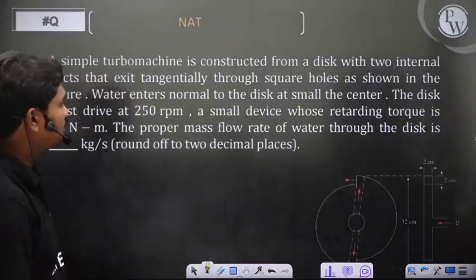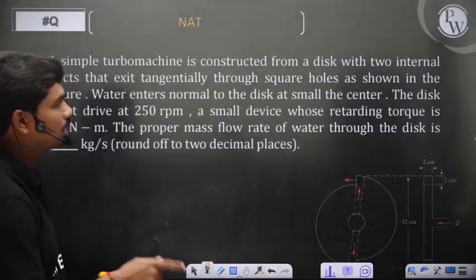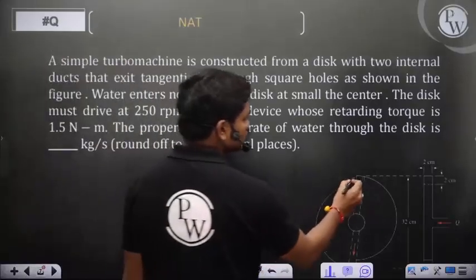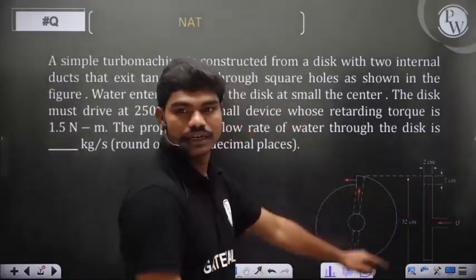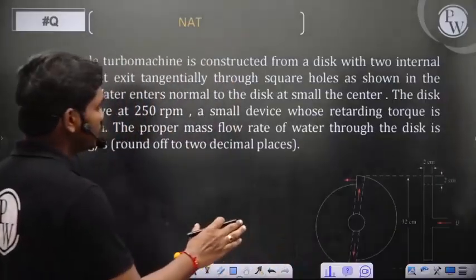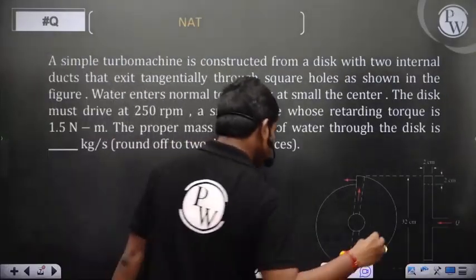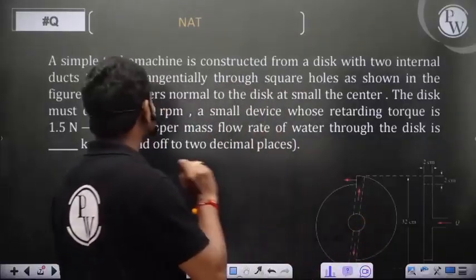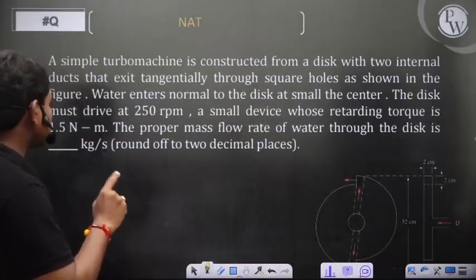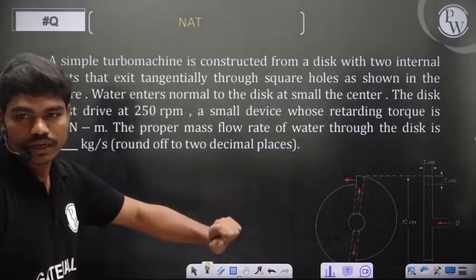A simple turbo machine is constructed from a disc with two internal ducts that exit tangentially through square holes. So the hole here is a square hole. I think you can see this diagram clearly. There are two square holes as shown in the figure. Water enters normal to the disc, and the disc must rotate at 250 rpm.